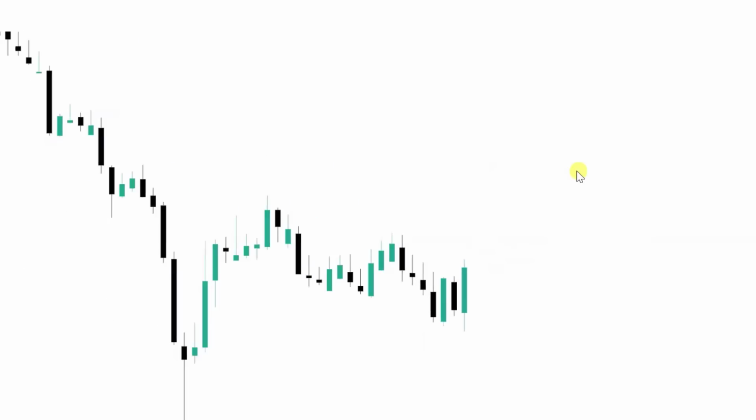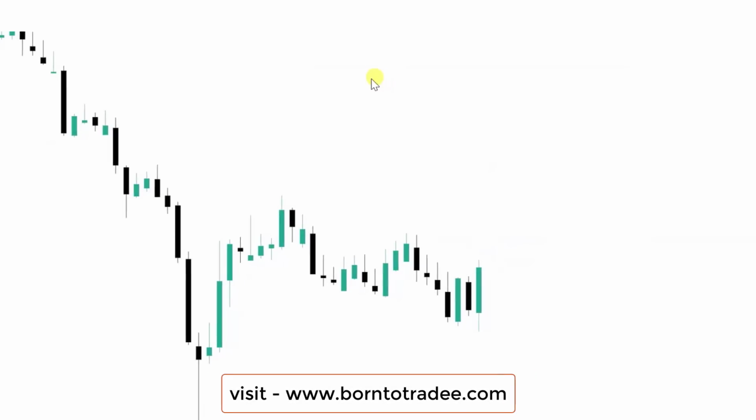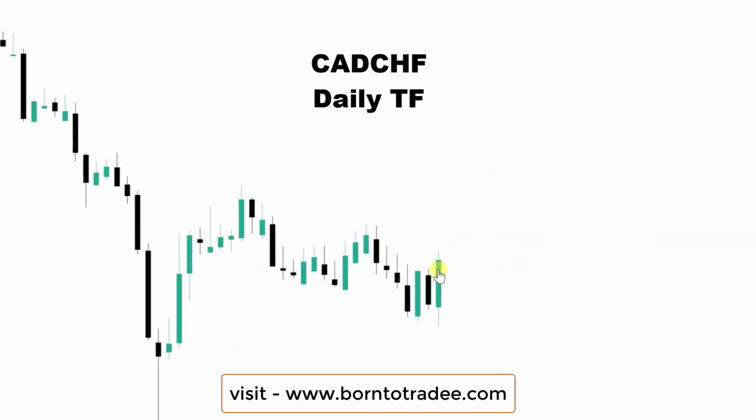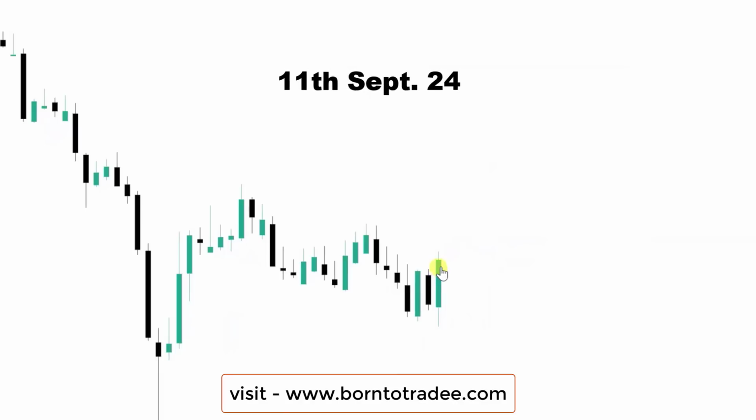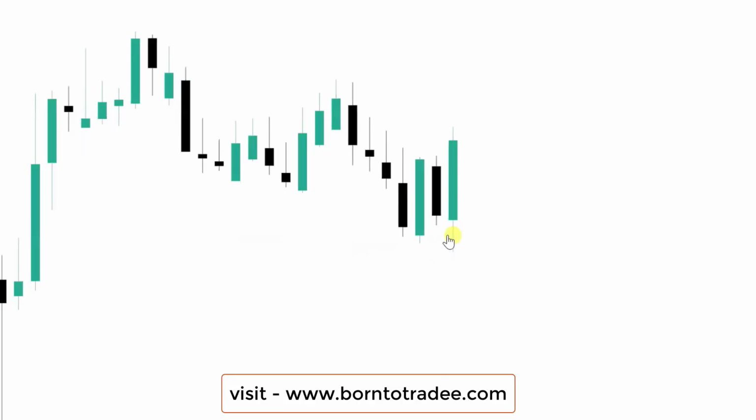Let's see a live example. Just like I said, we'll be doing this on the higher time frame, the daily time frame. So this particular chart right here is the CAD CHF price chart, and the particular candle I'm pointing at is the 11th of September this year, 2024. So let's read the price action we have right here. Remember, I said a candle is a range. So this particular full candle you see right here is actually a range.